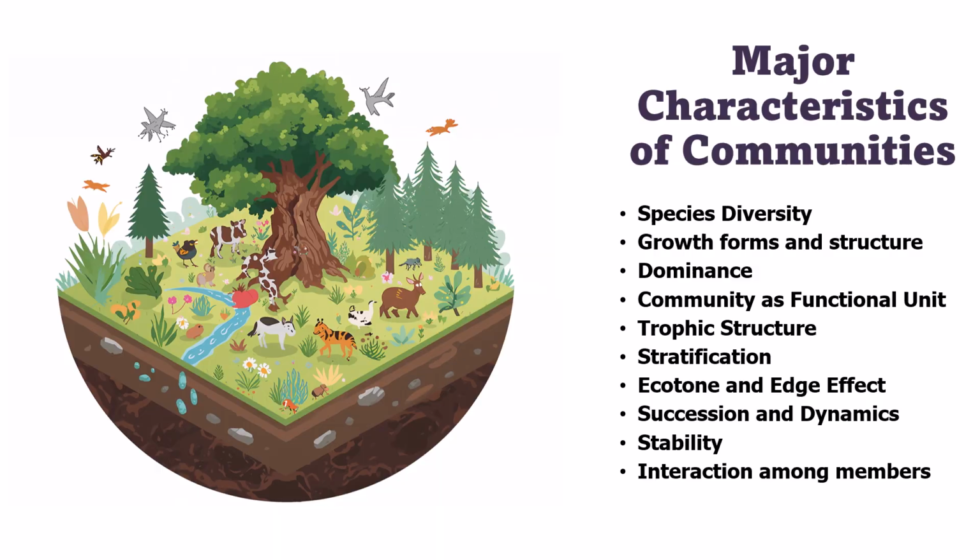The major characteristics of communities that we will be discussing in this lecture are species diversity, growth forms as structure, dominance, community as a functional unit, trophic structure, stratification, ecotone and edge effect, succession and dynamics, stability, and last one is interaction among the members.